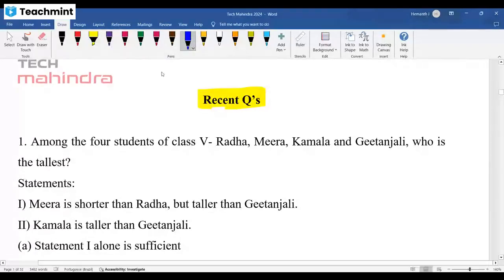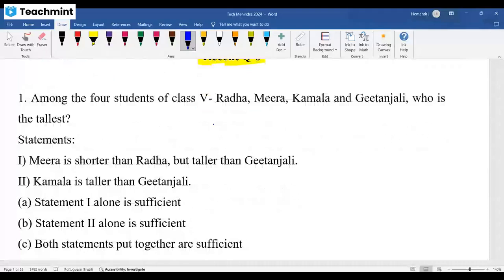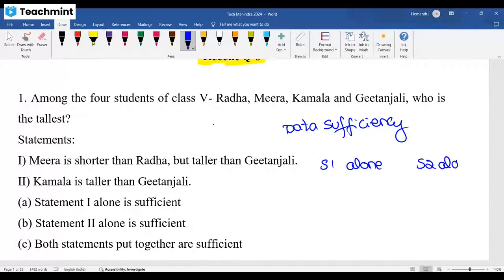If you see the first question, this is related to reasoning, data sufficiency. In Accenture, data sufficiency is important. In TCS it is important. Now Tech Mahindra also. To answer this question, who is the tallest among these four people? They have given the data. Using statement one alone, you have to try. Two alone, you have to try. If not possible, go for together. First two are mandatory. If alone is possible, don't go for together.